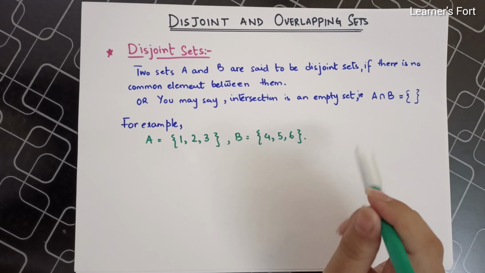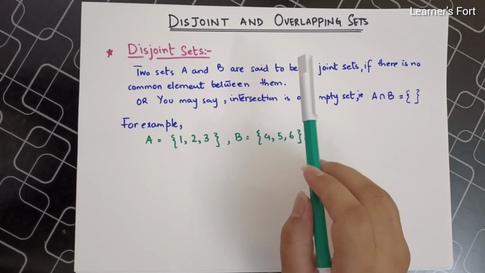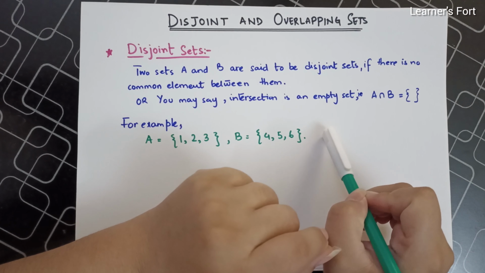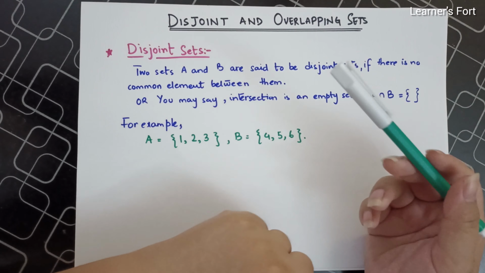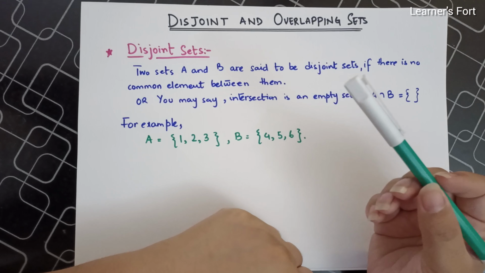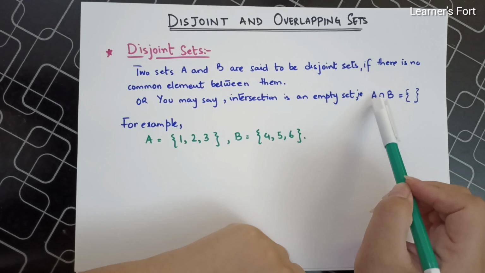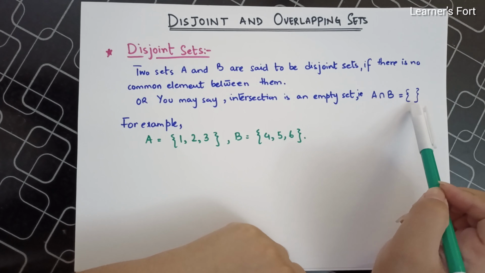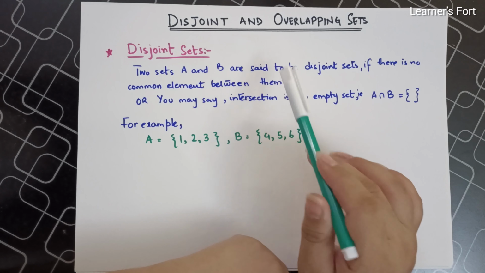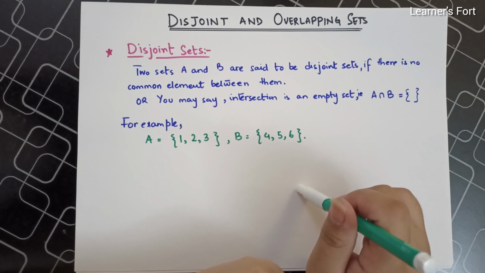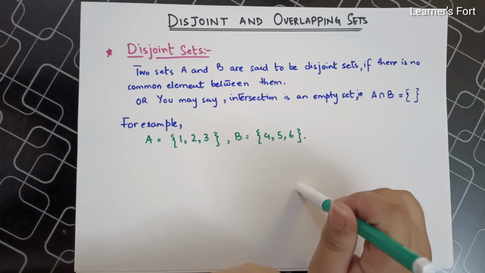So what does disjoint mean? Two sets basically have no common element between them. So whenever you take the intersection of those two sets, you will not find any common element between them. That's why the intersection is going to be an empty set, and those sets are known as disjoint sets. Let's discuss it further with the help of an example. It will help you understand the topic better.